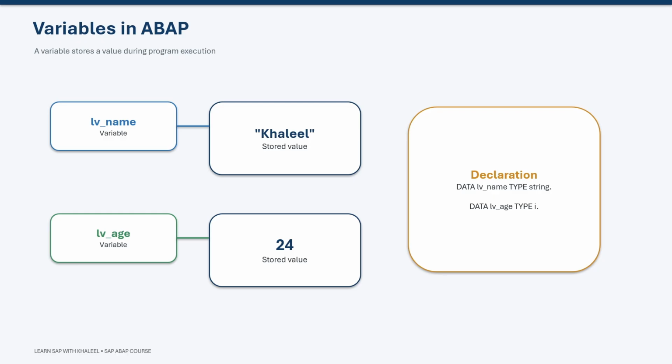You can think of a variable like a labeled box. The label is the variable name and the value is stored inside the box. For example, lv_name is the variable and Khaleel is the string. This is stored in lv_name. lv_age is a variable. 24 is an integer value that is stored in lv_age. For example, data lv_name type string. This means we are declaring a variable called lv_name and its type is string. We will learn much more about variable naming conventions and data types as we continue the course.